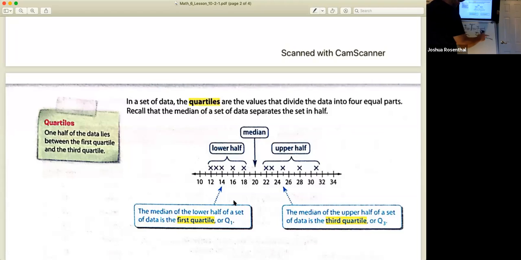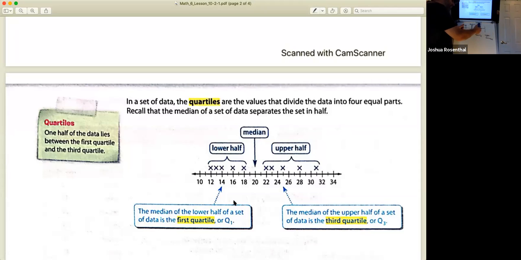Okay? And then let me get rid of these. And now all of a sudden we've transformed our football game into what we're doing here with the data. We're splitting the data into quarters is how we're doing it. The median splits it in half. Half of the median is the first quartile. Then the upper one is from the median to the upper extreme. You cut that in half to get your upper quartile.